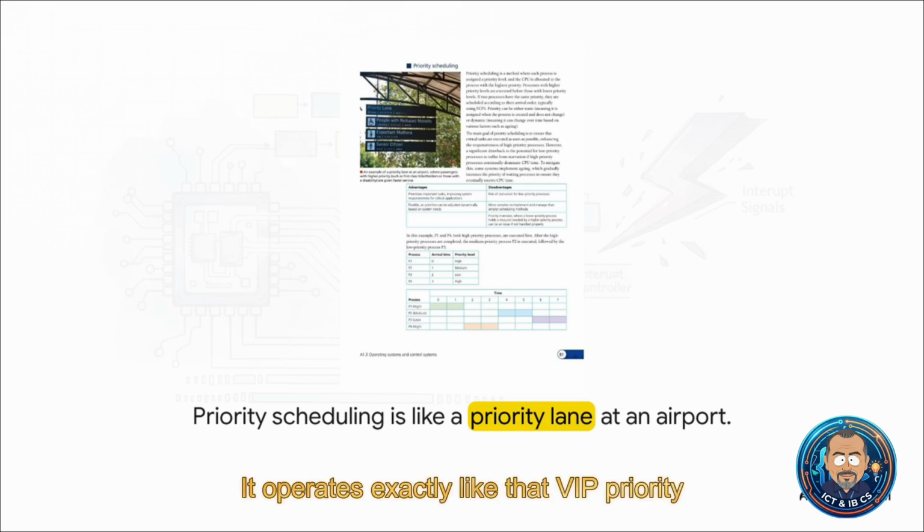It operates exactly like that VIP priority lane at the airport. Every single process is assigned a priority level. The CPU looks at the waiting queue and immediately hands over time to the process with the highest priority score, which lets those absolutely critical system tasks bypass the regular line completely. And if a new, highly critical process suddenly arrives, the OS will instantly drop whatever it's doing, suspend the current task, and handle the VIP.